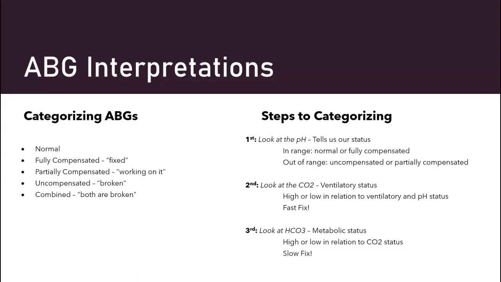Then that brings me to my next step: bicarb, my metabolic status, and its relation to my CO2. Back to this being a slow fix. Say I have a high CO2 but a normal bicarb, then I know this is an acute respiratory situation. But if I have a high bicarb and a high CO2, I might be thinking this is a more chronic situation. So always note your bicarb in relation to your patient's condition.